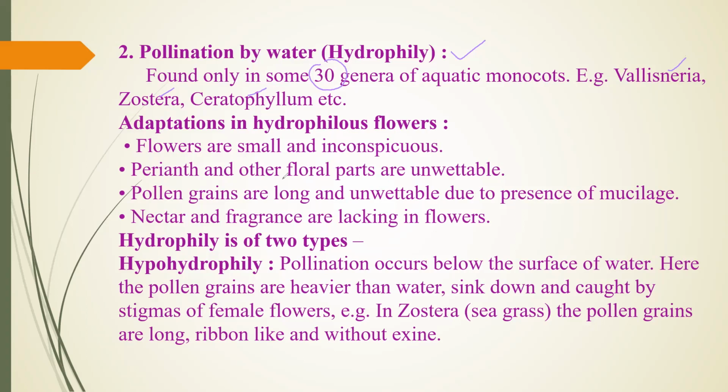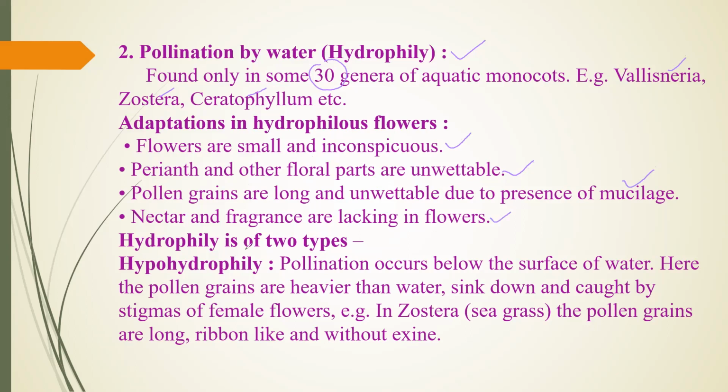Adaptations काय काय बघ. Flowers are small, inconspicuous. Perianth and other floral parts are unwettable. पाण्यामध्ये त्यामुळे लगेच it's not going to capture the water. Pollen grains are long, unwettable due to the presence of mucilage on their surface. Nectar and fragrance are lacking.